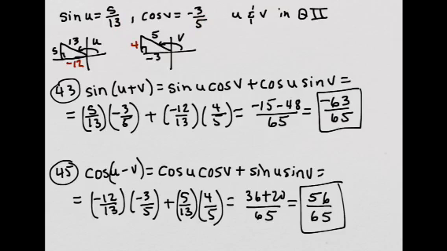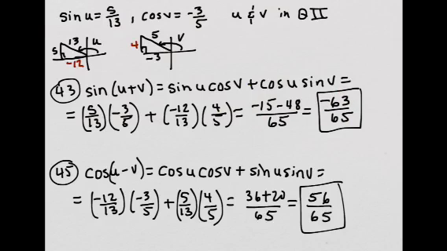Okay? And so sine of U plus V, this is the formula for that. And you take sine of U is 5/13, cosine of V is negative 3/5, cosine of U is negative 12/13, sine of V is 4/5. And you multiply it out. You multiply this out, and you get this. And then simplify to get this.